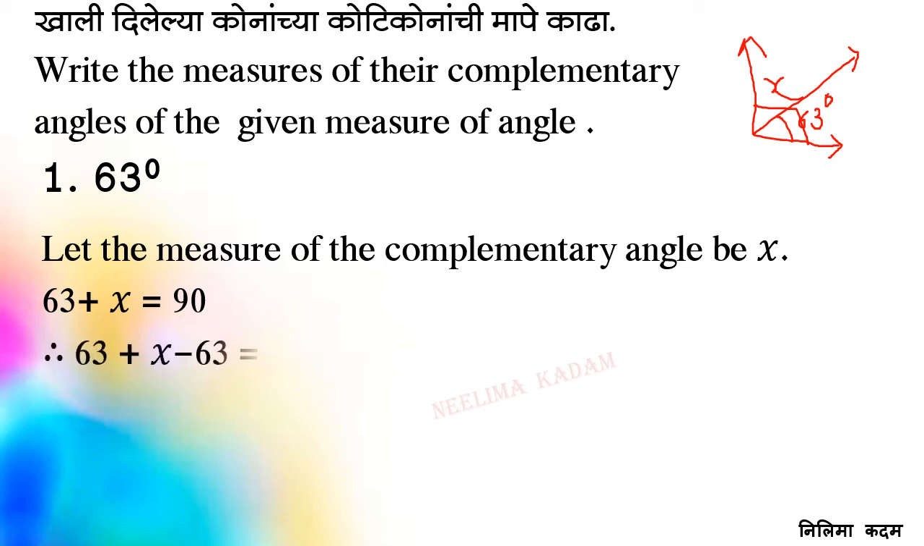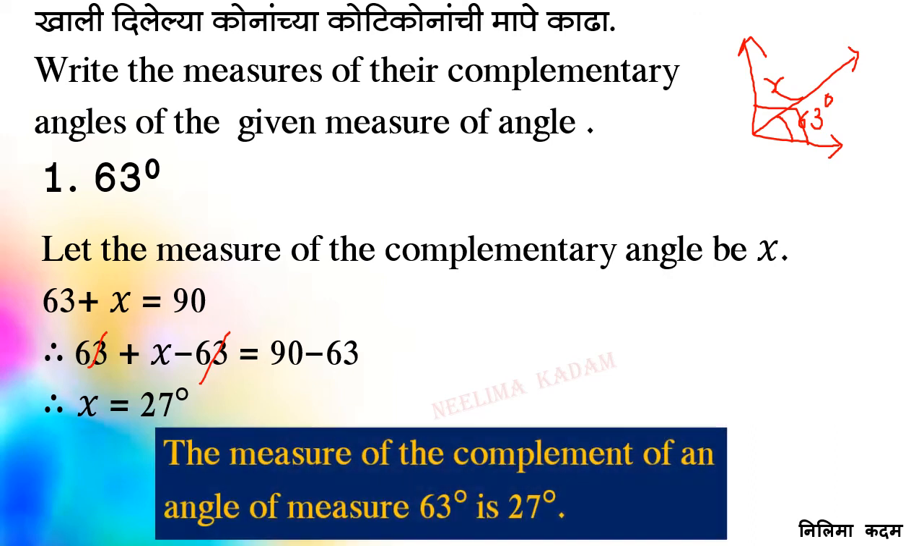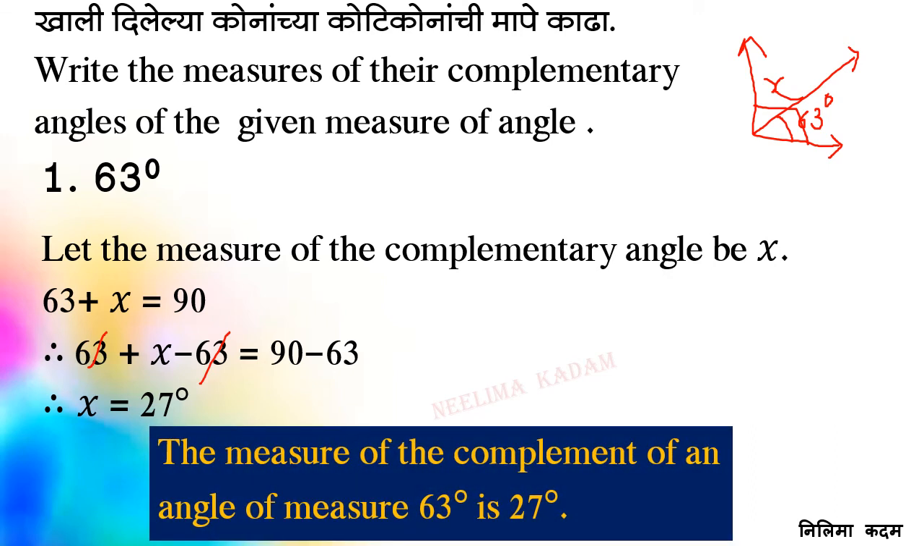Therefore subtracting 63 from both the sides. Therefore 63 plus x minus 63 equals 90 minus 63. 63 gets cancelled. Therefore x is equal to 90 minus 63, which is 27 degrees. Therefore the measure of the complement of an angle of measure 63 degrees is 27 degrees. Okay. So in this way you can find out the complementary angle of the given measure of angle.